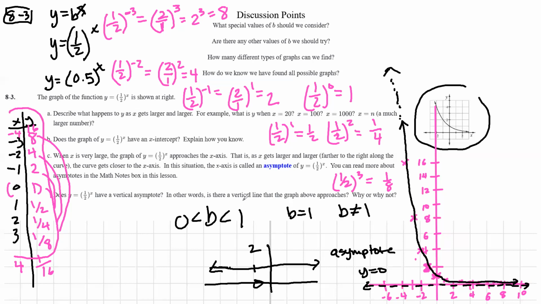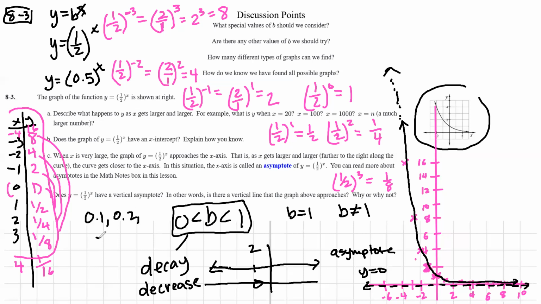If b is between 0 and 1, we're gonna get decay, which means it is gonna decrease. The graph is gonna go down. So if b is between 0 and 1, these are all decimals like 0.1, 0.2, 0.35, 0.67, 0.98, any number between 0 and 1, right? If your b value, your base, the b stands for the base, is between 0 and 1, your graph is gonna decrease. It's gonna go down, okay?